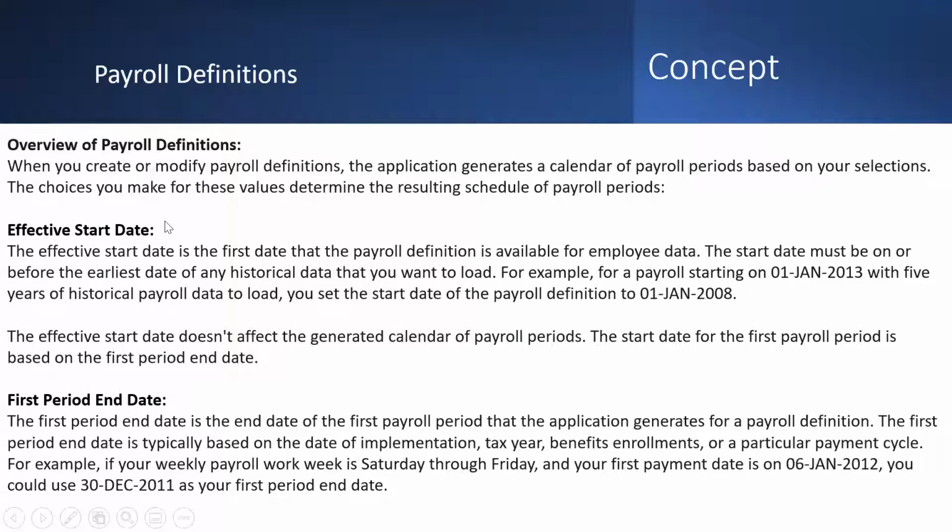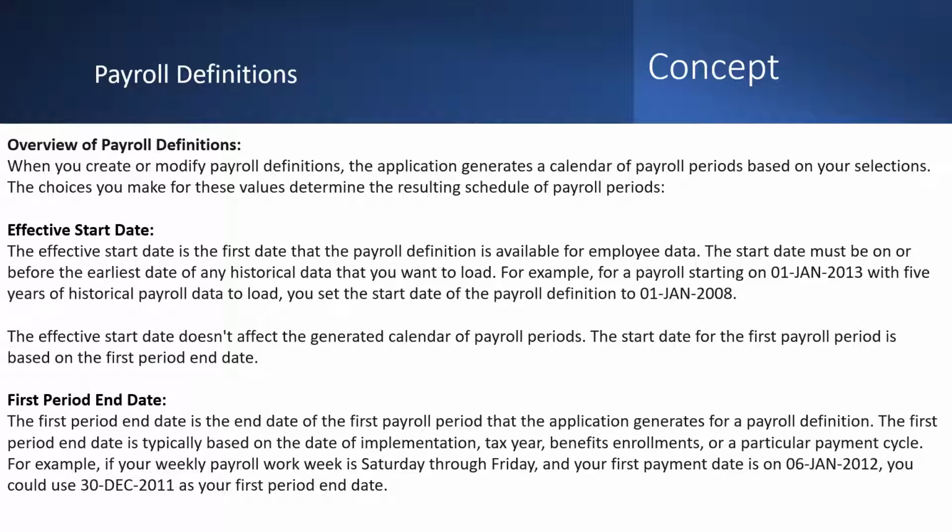When we define the payroll, there is a concept we should understand: it has an effective start date. It means from where I want to start my payroll. One thing we have to keep in mind is that the effective start date and the payroll period are two different things. For example, I say that I want to start my payroll on 1st of Jan 2013 with 5 years of historical data to be loaded. Then my payroll definition will start at 2013 minus 5, so I have to start my payroll effective from 1st of Jan 2008. Clear? Is the effective date concept clear to you?